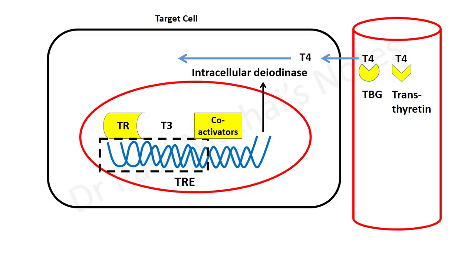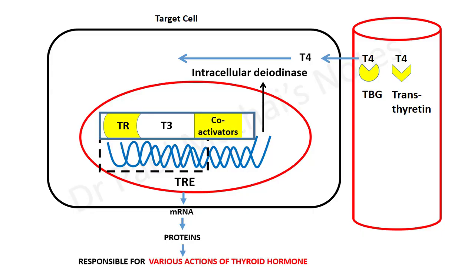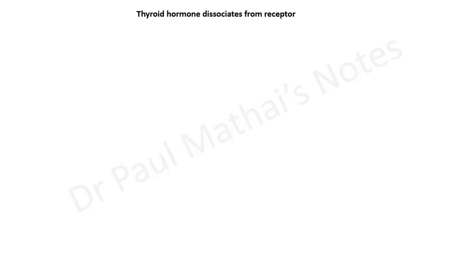So now these three form a complex: thyroid receptor, T3, and the co-activators. They will now stimulate the thyroid response elements to produce transcription, translation, and they produce the proteins which carry out the various actions of thyroid hormone. Now, once its action is complete in the cell, T3 will dissociate from its receptor and return into circulation. It finally reaches the liver, where it undergoes conjugation by glucuronidation and sulfation, and these conjugates enter the gut.